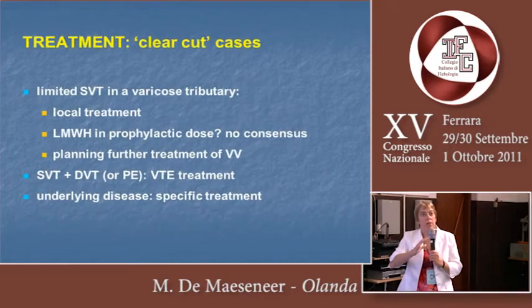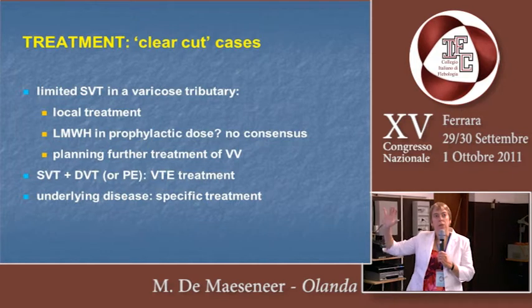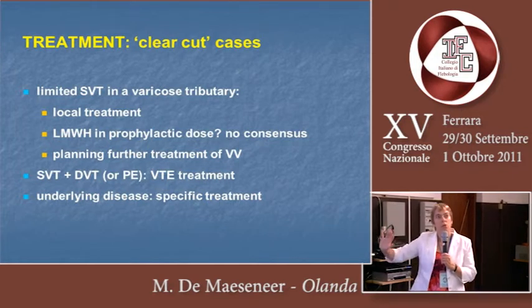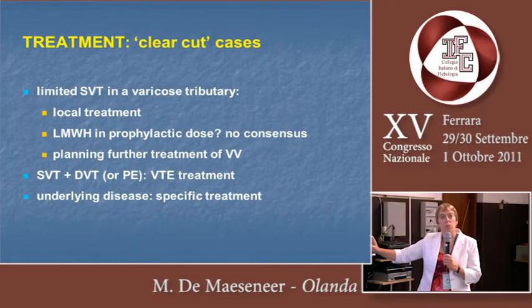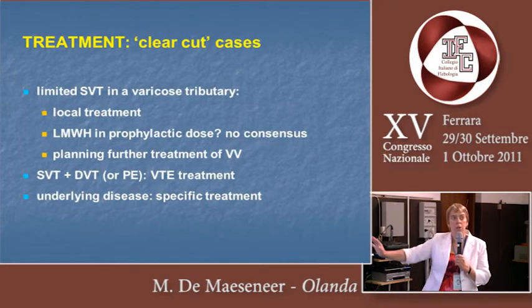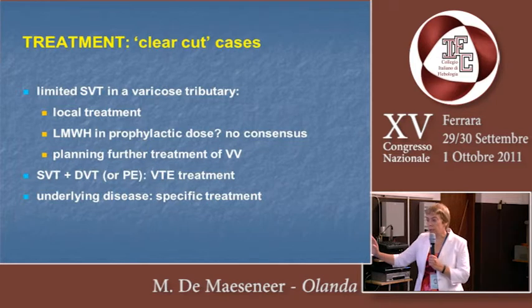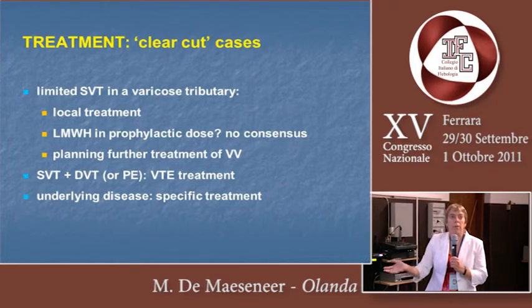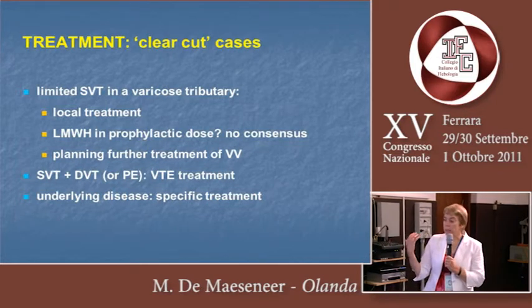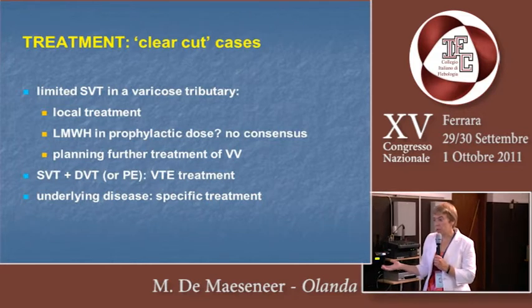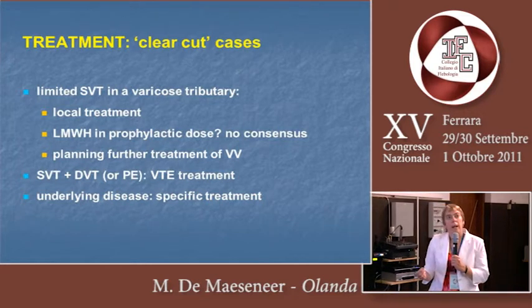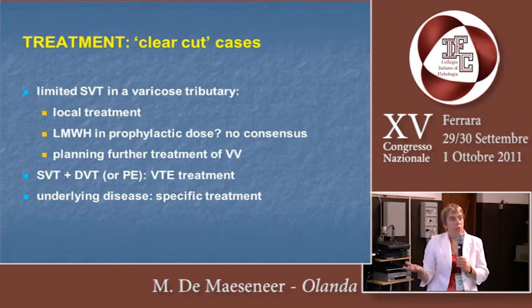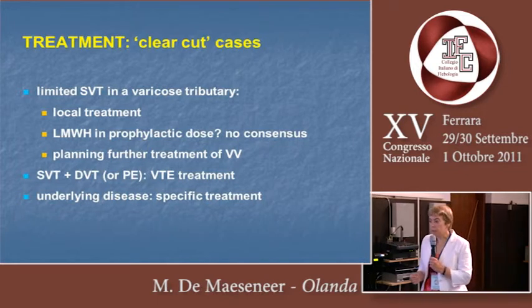When we look at the treatment, there are two extremes. You have the clear-cut cases, those who have a very limited superficial vein thrombosis, 5-6 centimeters in a superficial tributary. You can treat them without any problem locally. Maybe you can give some prophylactic low molecular weight heparin, but this is not necessary in most cases. And you can consider planning further treatment of the underlying varicose veins.